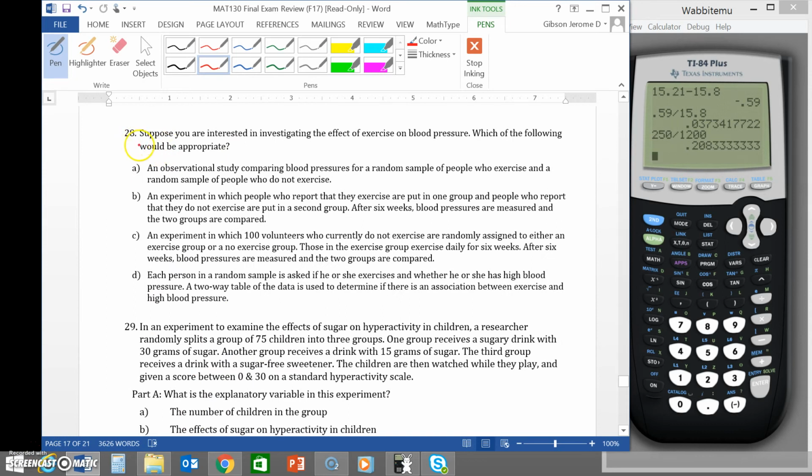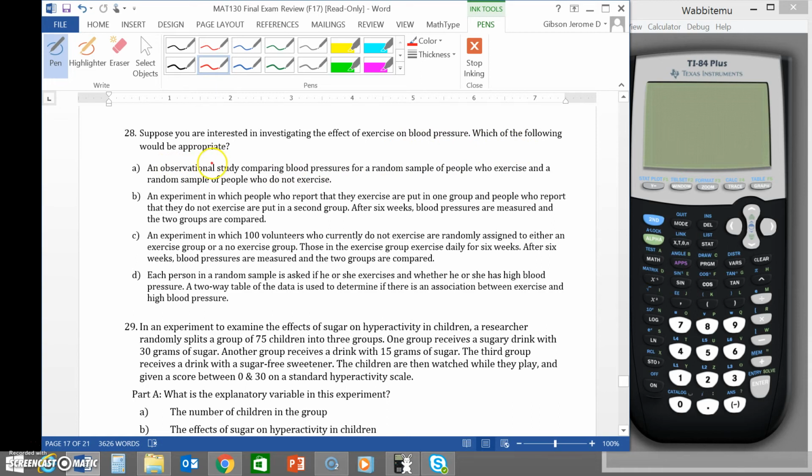Okay, this problem 28 is actually 29 in your review packet that I told you to cross out and put 28 in its place. It says, suppose you are interested in investigating the effect of exercise on blood pressure. Which of the following would be appropriate?